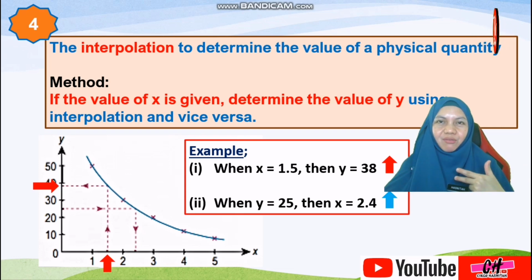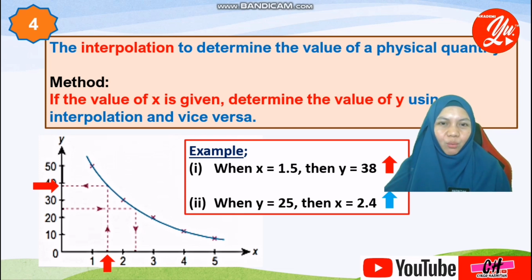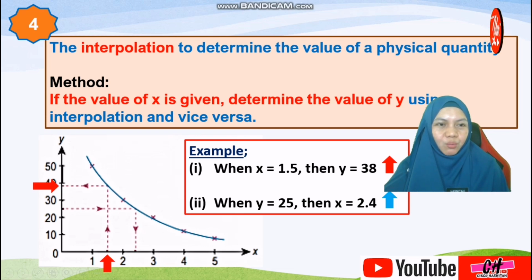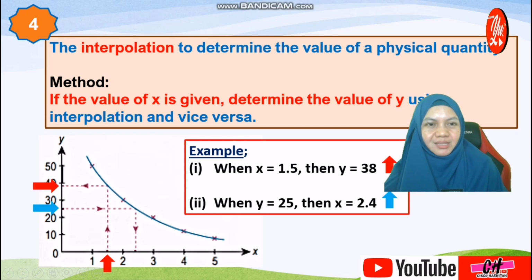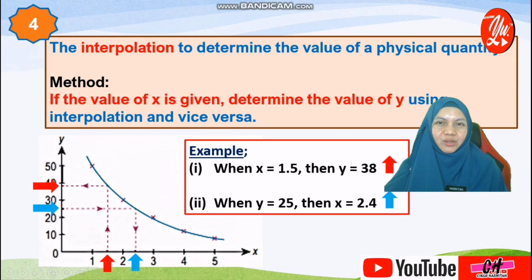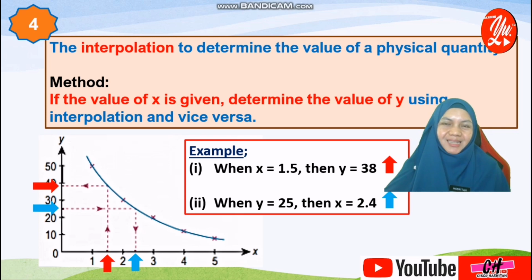Okay, let's try the second example. Now they give you the value for y, and you have to do interpolation to find the value for x. Let's check where y is 25. So we mark y 25 on the y-axis, shown by the blue arrow. We draw a straight line from y 25 towards the line of the graph, and from that point we find out x is 2.4. So this is interpolation: finding another value when you are given the other one.